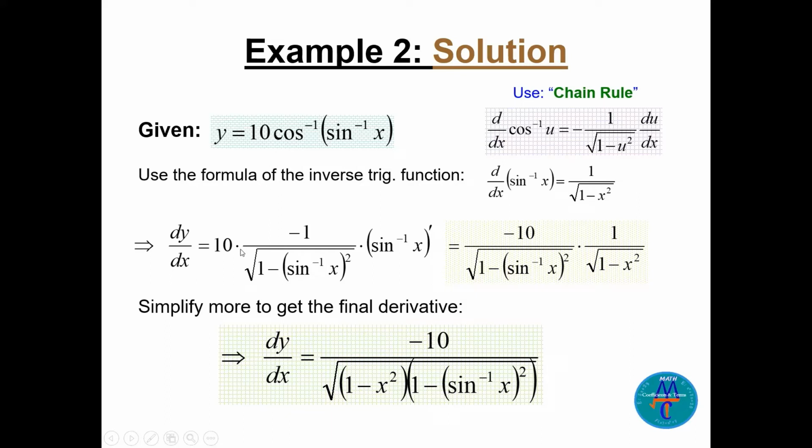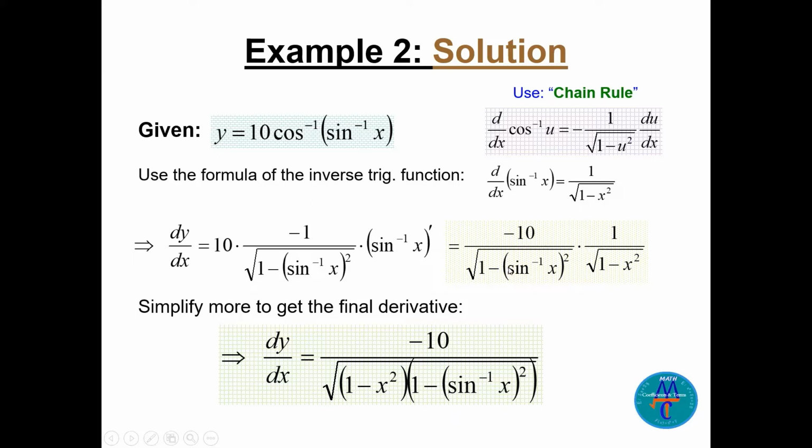It will be 10. Now the derivative of inverse cosine, we can use this formula here, the first one, chain rule, minus, there is a minus here. So minus 1 over square root of 1 minus u squared, and this is u here, inverse sine of x squared, times the derivative of u, du over dx, which will be the derivative of inverse sine of x, which is 1 over square root of 1 minus x squared. I have written the formula here for you to make it easy.